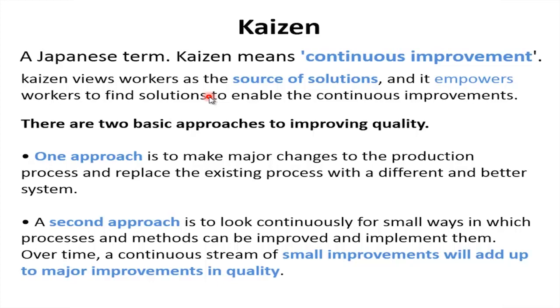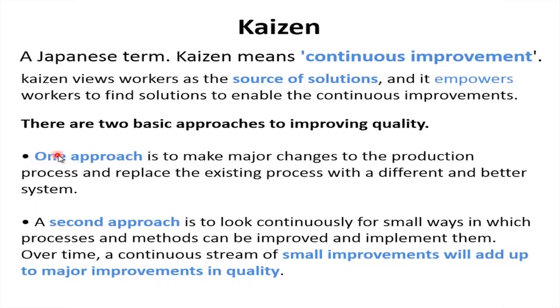That ultimately gives continuous improvement. There are two basic approaches to improving quality. What are those two? One approach is to make major changes to the production process and replace the existing process with a different and better system. The second is to look continuously for small ways in which processes and methods can be improved and implement them. Continuous streamlining of small improvements will add up to major improvement in quality.